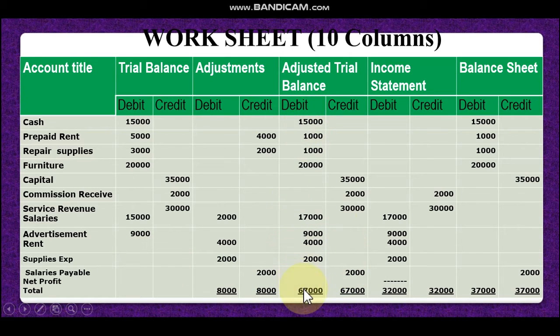So the adjusted trial balance debit side is 67,000 and the credit side is also 67,000. That means the adjusted trial balance is okay. Now we have to post it from the adjusted trial balance to the income statement and balance sheet.